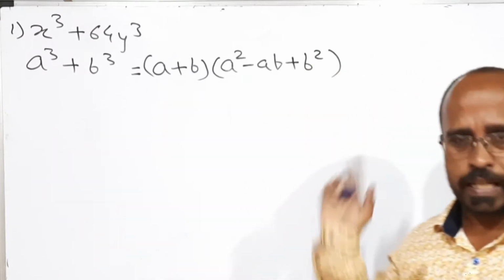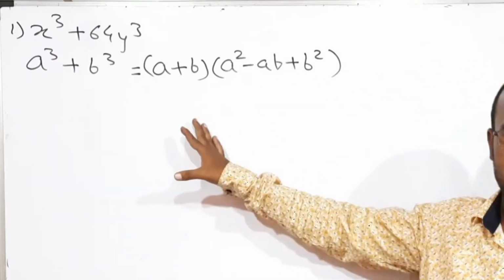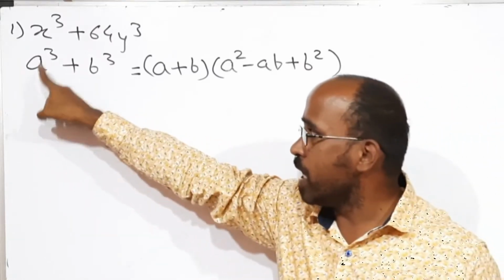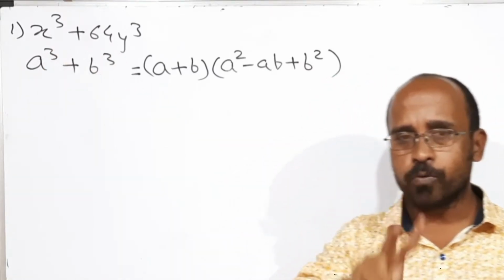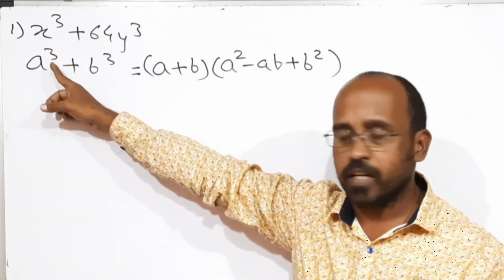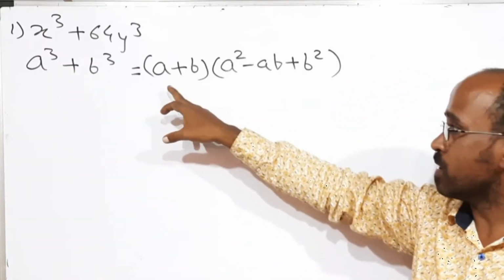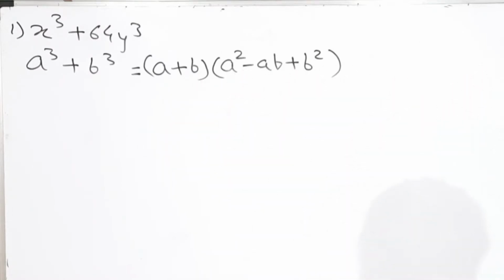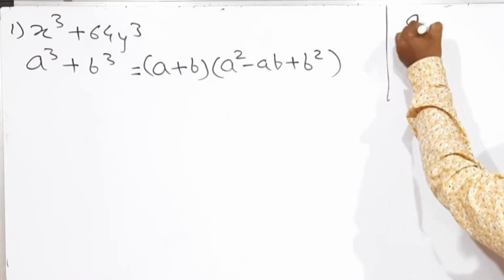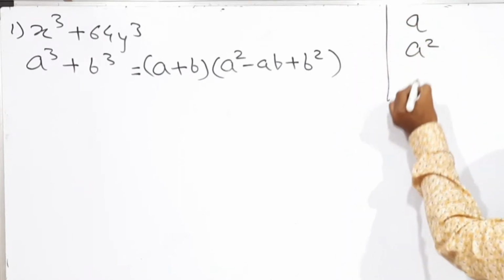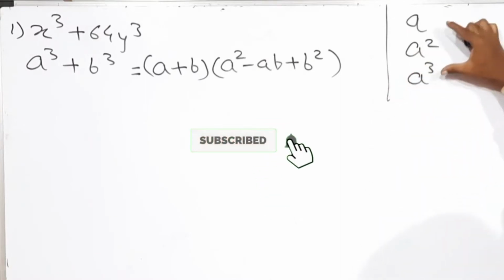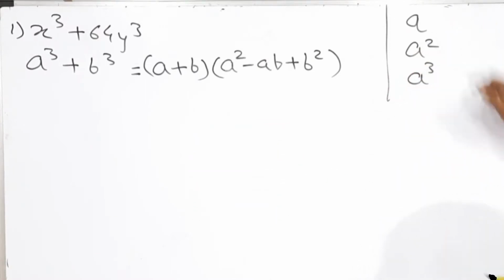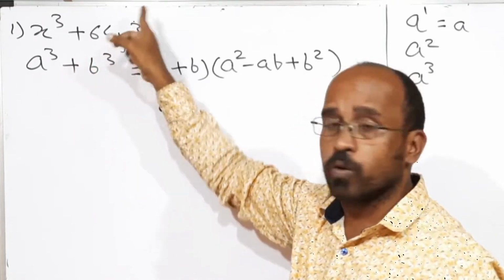Please observe the formula carefully. What are the things there are in the formula? In the formula, a cube, b cube, a and b, two variables, their third index. A plus b, a and b, right? A square, b square, means in the formula what do we require? We require a, we require a square, we require a cube. Three indices of a are there. A raised to 1, which is nothing but a. And what is given in the question? X cube plus 64y cube.